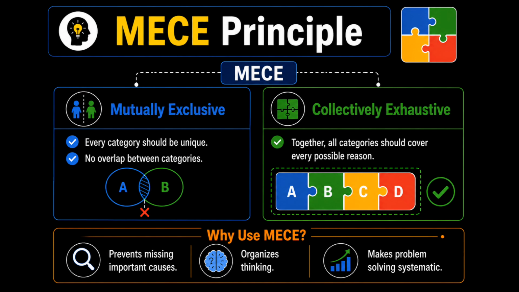important is missed. This framework helps data analysts break down complex problems in a structured and logical way, making analysis more accurate and complete. That's why the MECE principle prevents missing important causes, organizes your thinking, and improves decision-making. Remember, a good analyst doesn't just analyze data, they organize their thinking first.